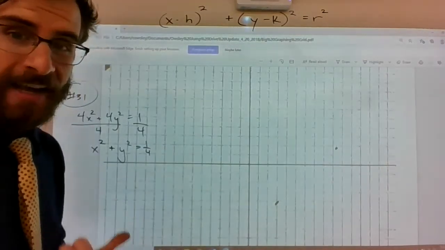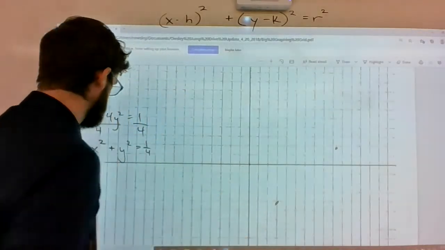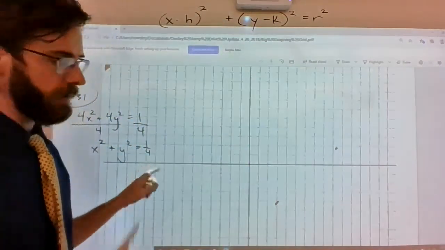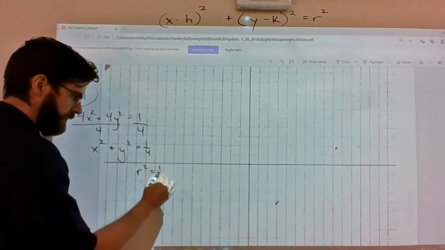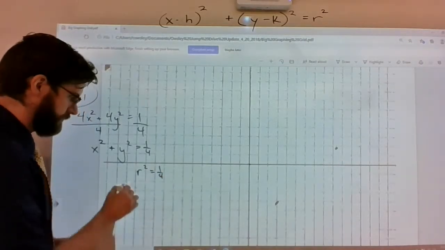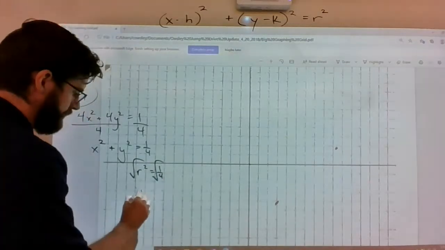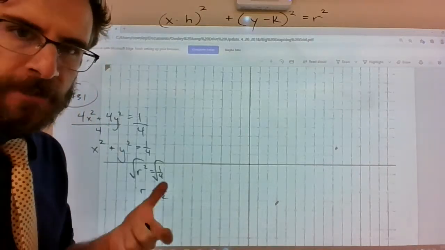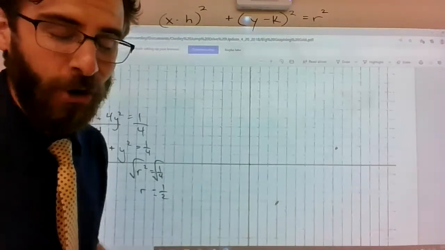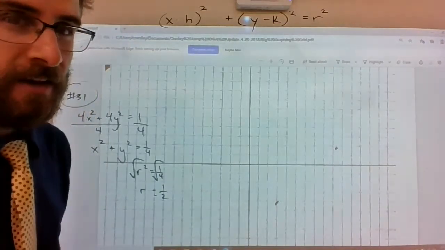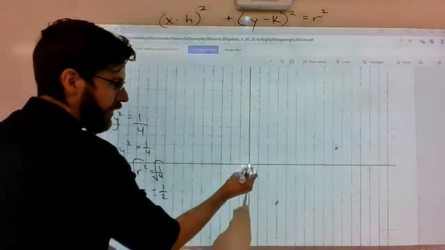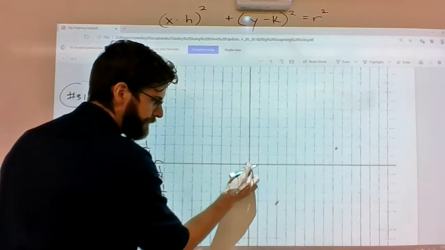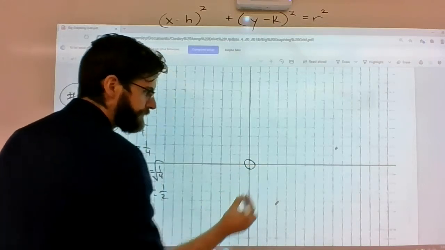We're talking about (0, 0) as the center of this thing. And then you can ask yourself, if r squared is equal to a quarter, what would the radius be? Well, you can square root both sides. The square root of 1 is 1, square root of 4 is 2. It's a half. All right? And you don't need to put plus or minus because a radius is a length. We don't really talk about lengths in terms of negative. So you'd go half a unit out, half a unit up, half a unit left, and half a unit down. It's just a little guy.